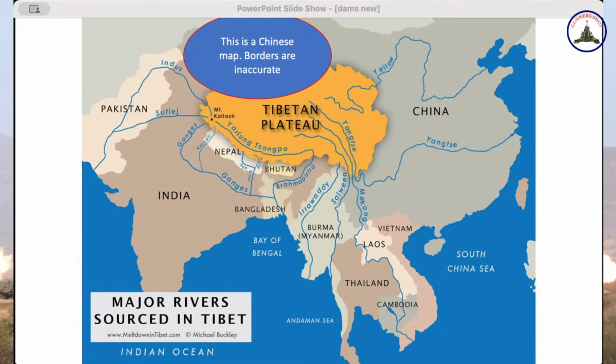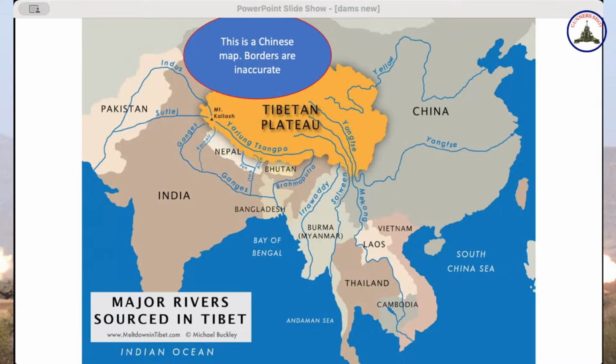You see, they call Tibet the water tower of Asia. So you see, from Mount Kailash, you will see three rivers: Indus, Satluj, and the Ganges. I mean, Satluj is not exactly Mount Kailash, but if you count it, you see four rivers: Ganges and Brahmaputra. All three start from Mount Kailash. This is an important map. This map is a Chinese map, so the borders are inaccurate. So don't book this thing.